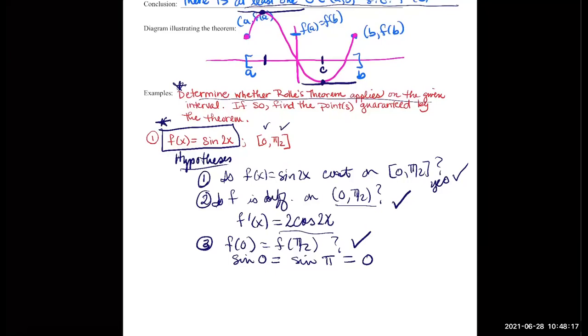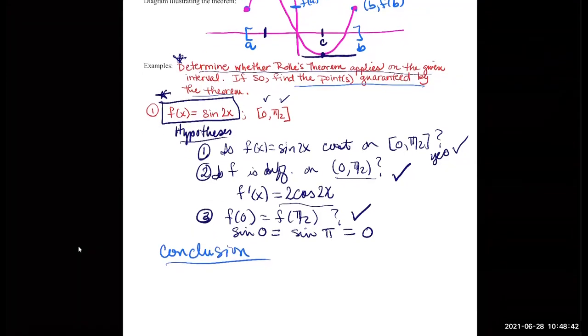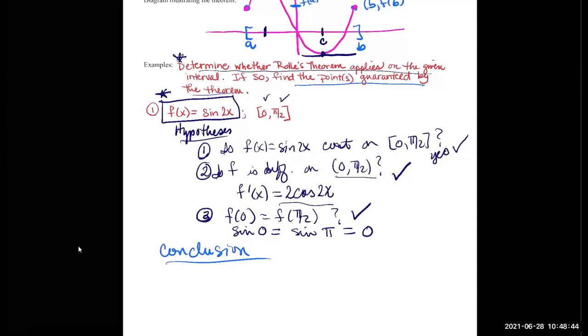Okay, so all of that means that the theorem applies. We can use it. So that's the part that you have to do before you actually answer the second part of the question, which is, if all of those things are true, then find the points guaranteed by the theorem. Okay, so now we're using the conclusion of the theorem. And the conclusion says that there has to be at least one place where the derivative is equal to 0 on that interval.